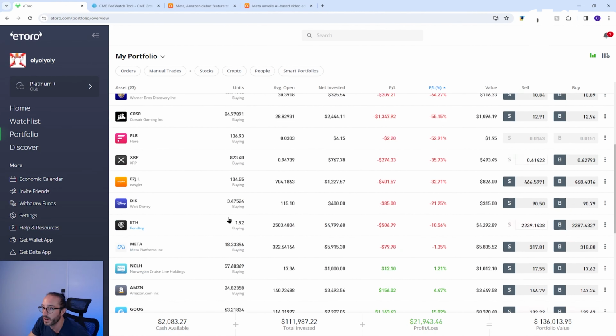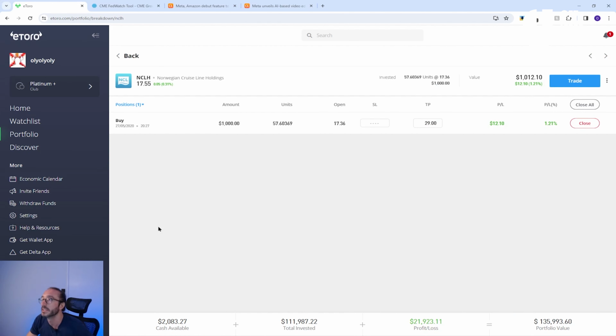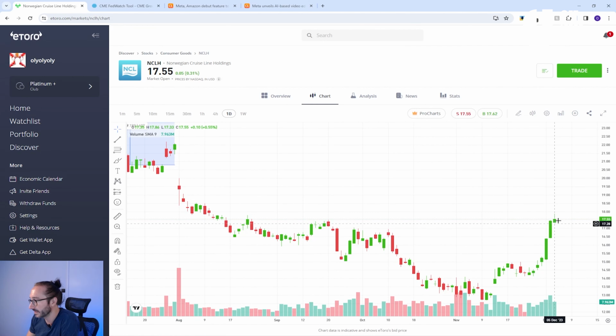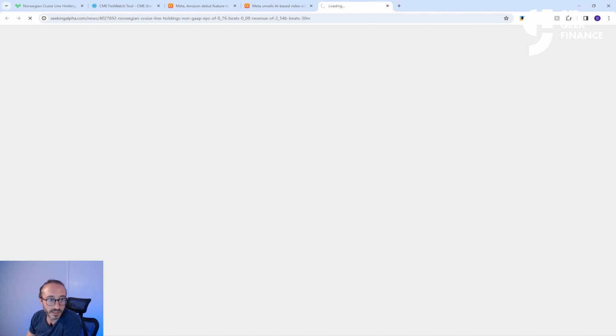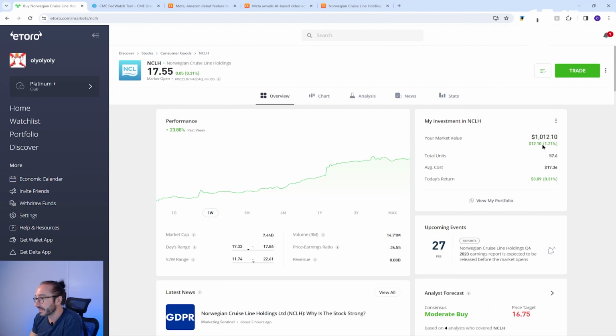Next on my portfolio update is Norwegian Cruise Line Holdings. This one is up 1.21%. This was up in November and has just gone up massively in the last couple of days in December. They reported earnings at the start of November, and earnings per share came in at 76 cents, beating by 8 cents, and revenue came in at 2.54 billion, which was a beat by 30 million. As I've mentioned in previous videos, I said I'd close this one out when it became profitable. That is still the plan, and I have a take profit set, but I'd rather make a bit more than $12 after having this open since 2020. So hopefully this will close out in the coming months.